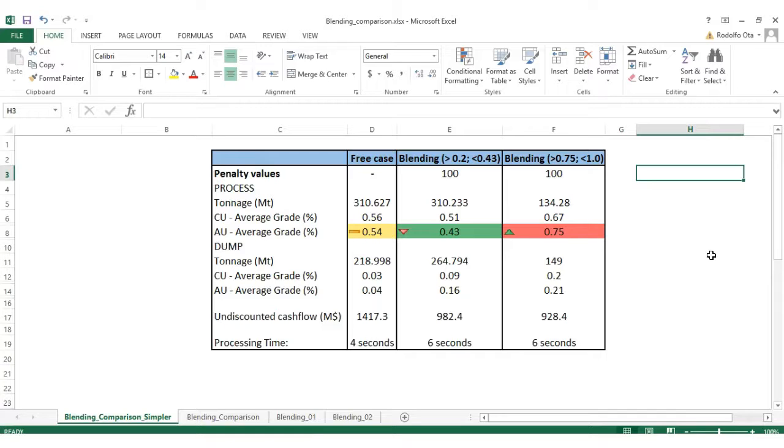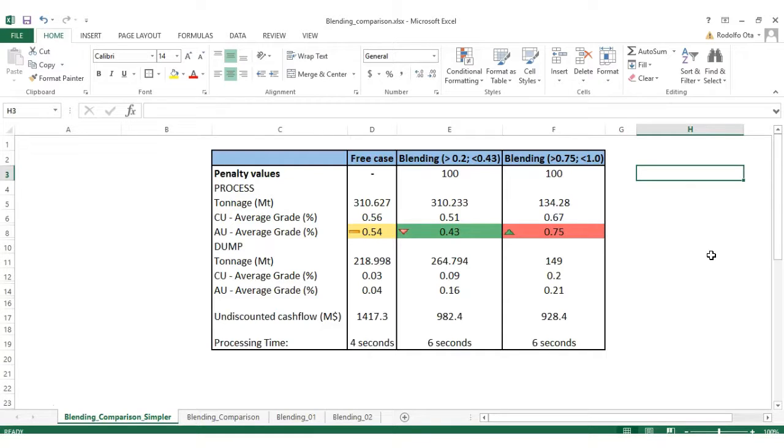Basically, the idea is that you can input minimum or maximum bounds for grade values and tell the software that it should respect this parameter, otherwise it will lose value or be penalized in some way. So this is how it works. The solution will have this criteria, we will obey these parameters, and that's what we're going to show in this table.